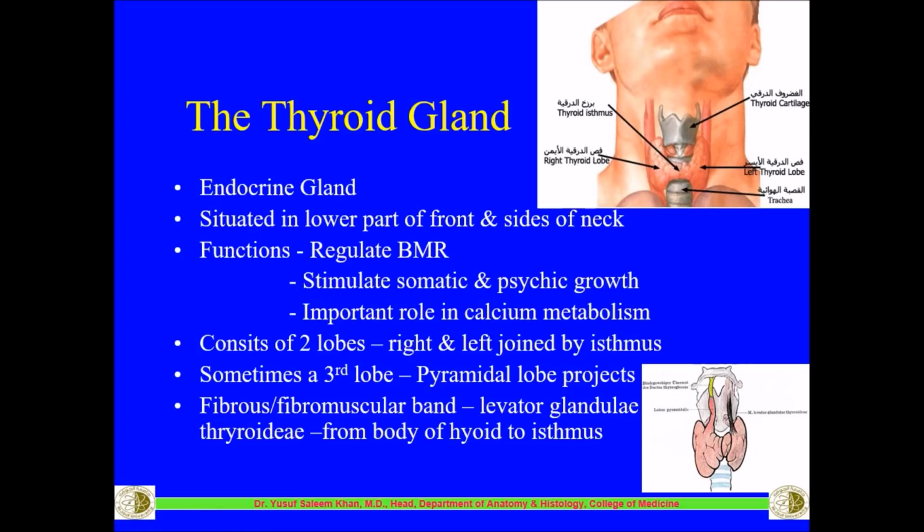It is called the levator glandulae thyroidae because whenever you swallow, or deglutitate, at that time the hyoid bone itself moves, as well as the thyroid cartilage moves. Along with that, even the gland will move upwards. So whenever the hyoid bone moves, it will pull the thyroid gland. That's why it is called the levator glandulae thyroidae. This will be extending from the body of the hyoid bone up to the isthmus, or sometimes even to one of the lobes. So this is the fibrous or fibromuscular band.